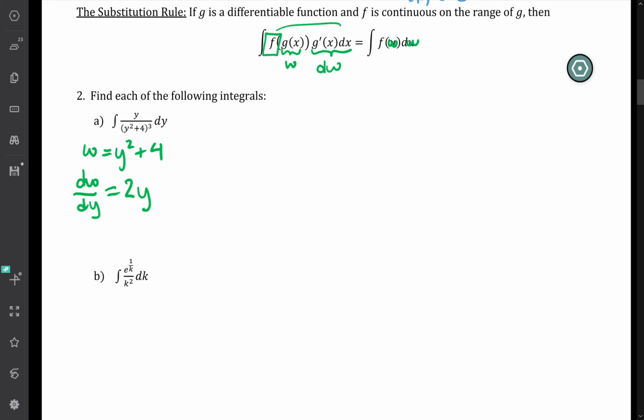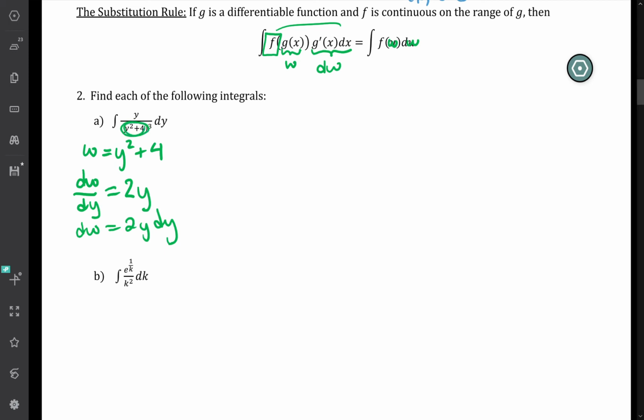So I'm going to rearrange in this way. I'm going to multiply by the dy, and what I'm trying to do is give myself somewhere else I can substitute. So I get to substitute this out. I also need to substitute the dy out.